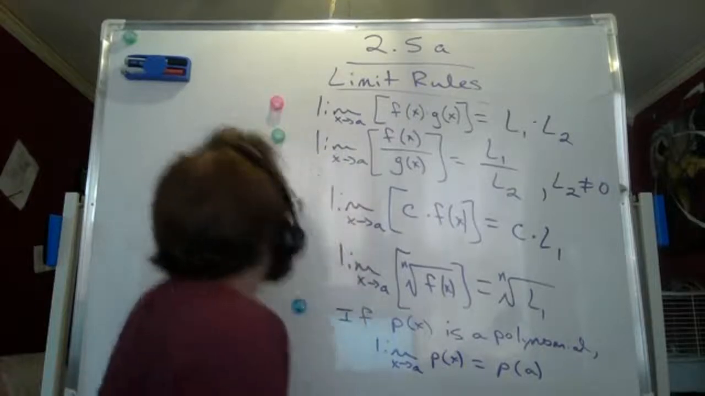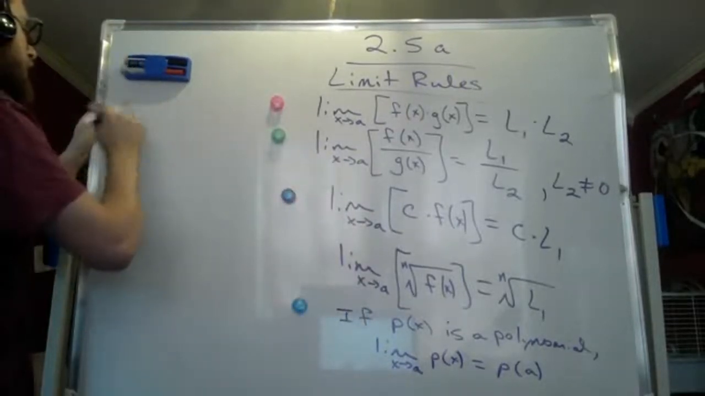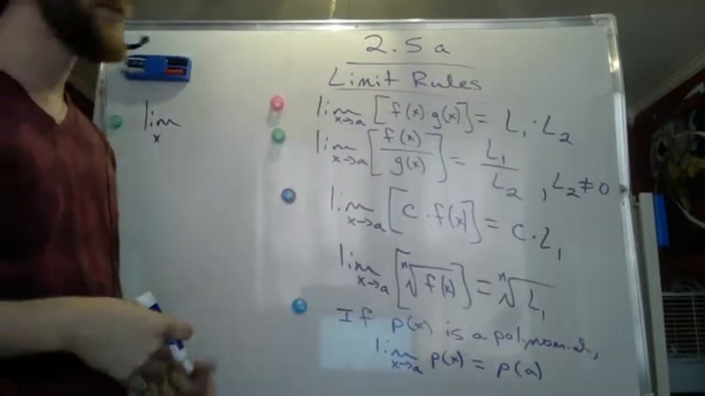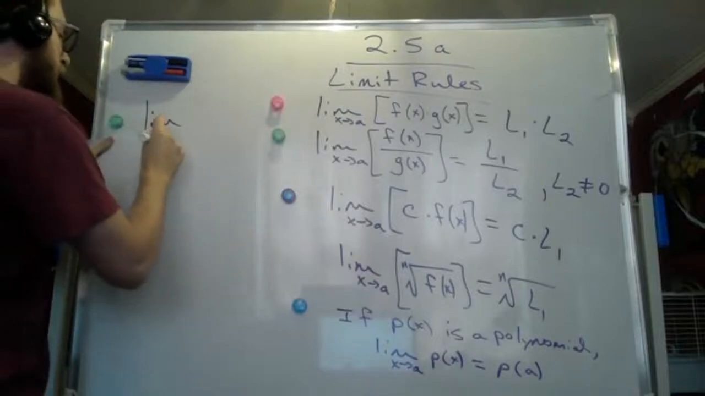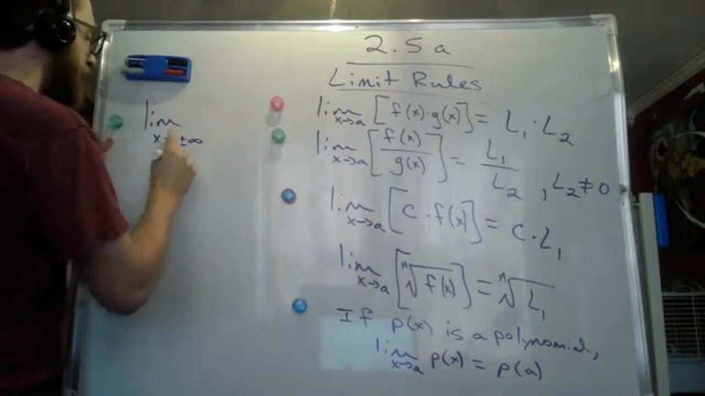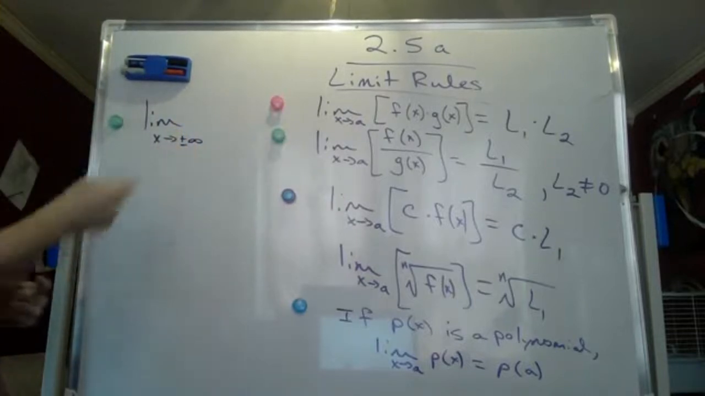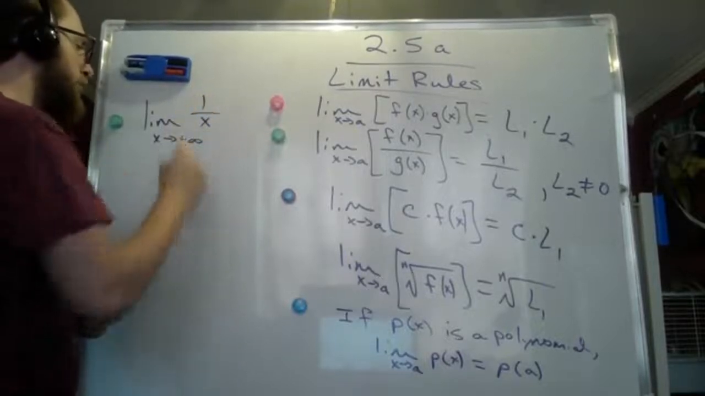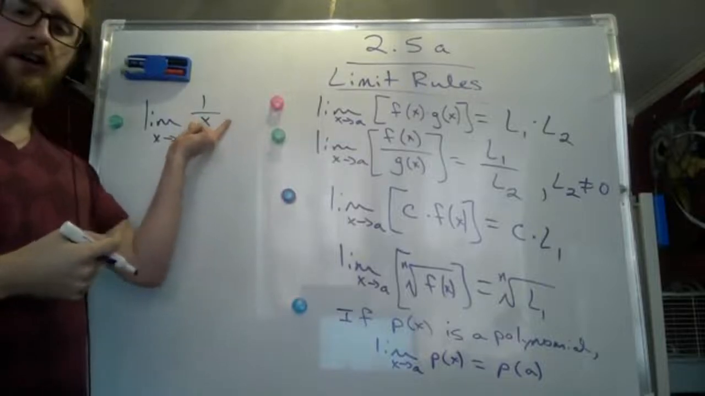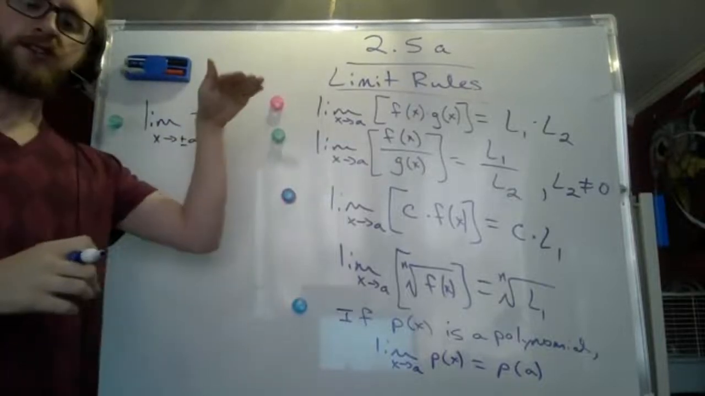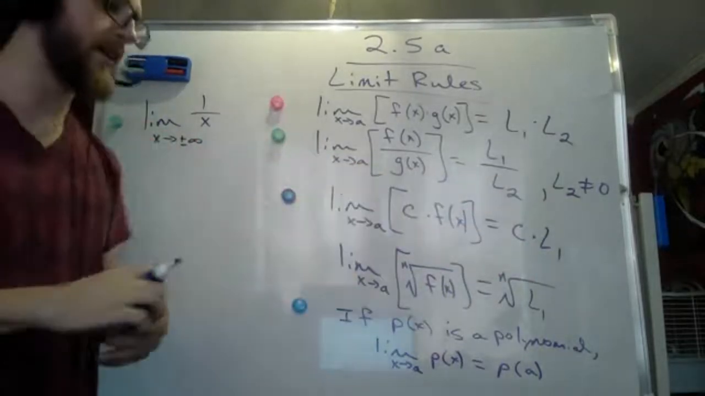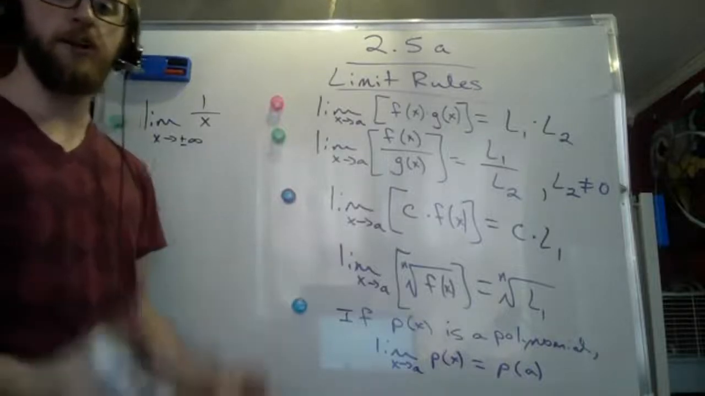This next rule: suppose for a limit, instead of approaching some value like a, what if we're talking about as x goes to positive infinity or negative infinity, doesn't really matter. What does that mean? And specifically, we're looking at 1 over x. What does that mean? Well, when we're looking at this graph, we're trying to determine where does that graph go in the long run. As x goes to infinity, does our graph approach any number?